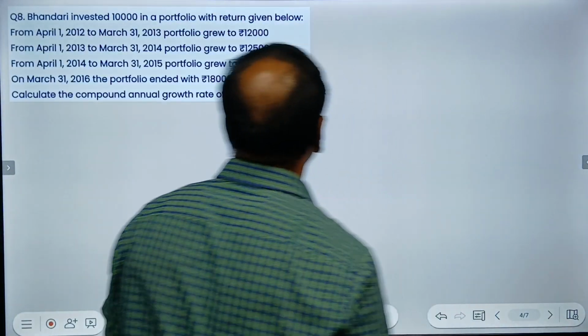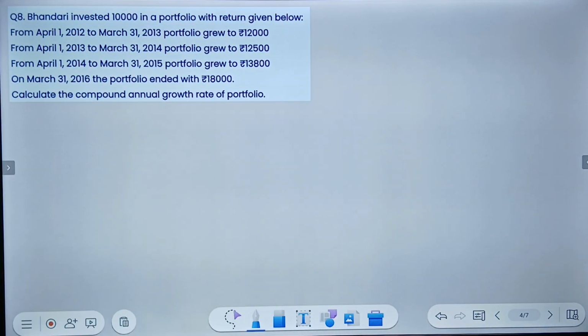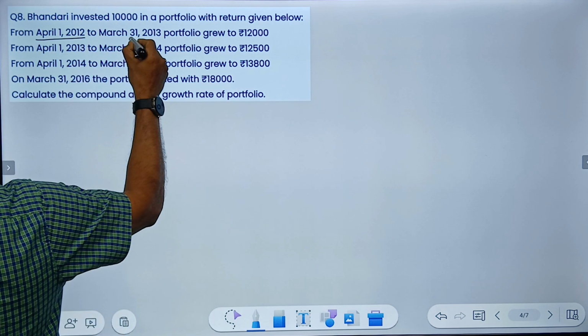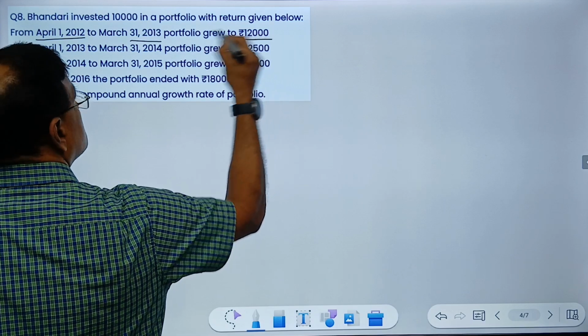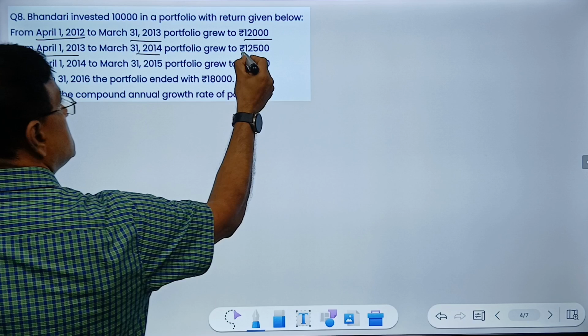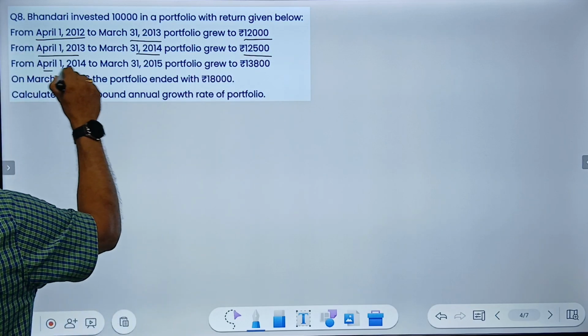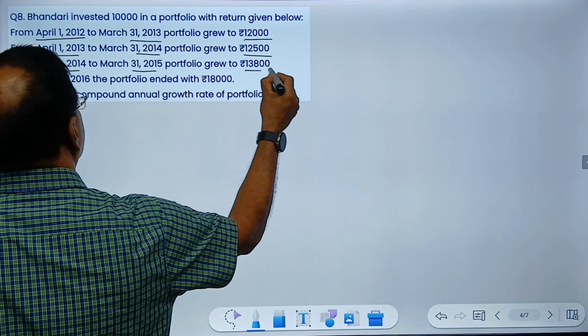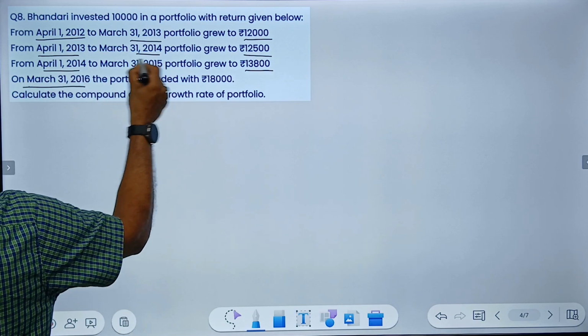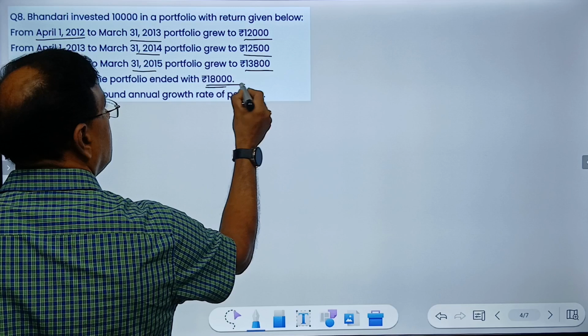Let's go to the next question. Mr. Bandari invested 10,000 rupees in a portfolio with returns given below. What are the returns? From April 1st, 2012 to 2013, the growth is this much. From 13 to 14, the growth is this. From 14 to 15, the growth is this. And from 15 to 16, this is your final value.